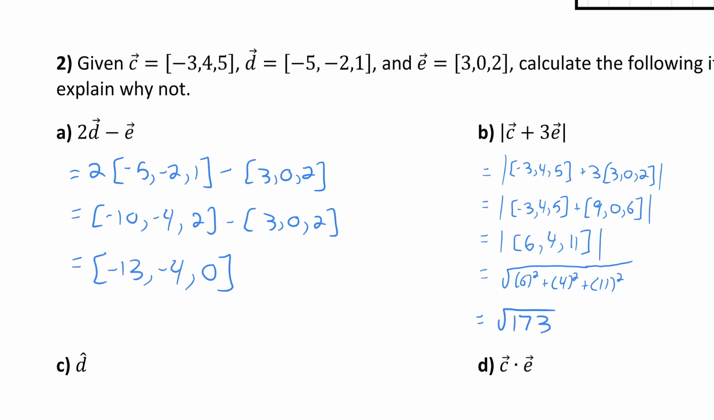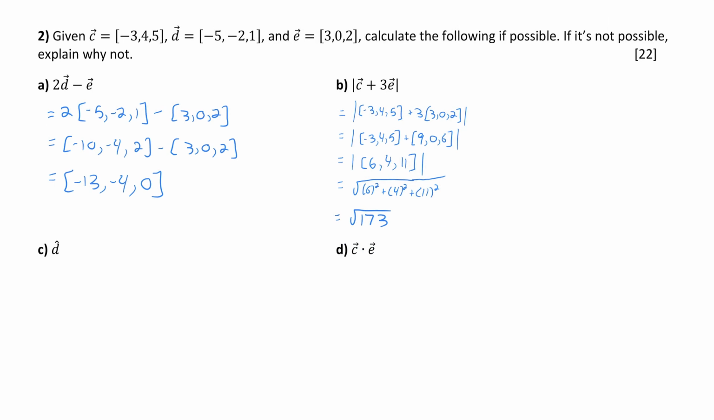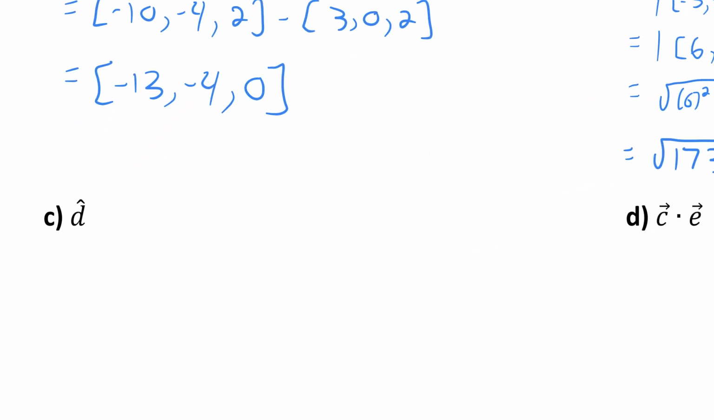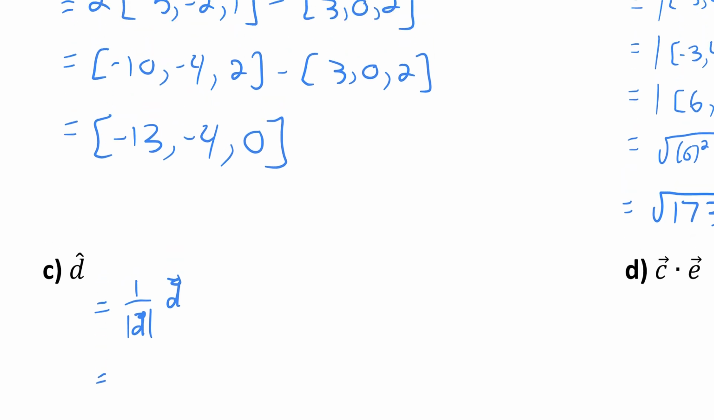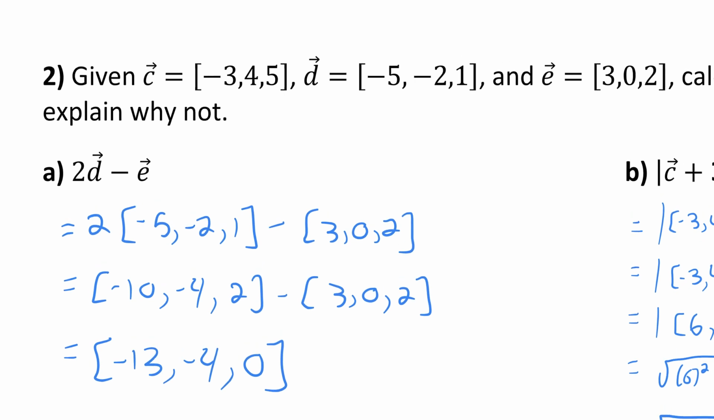Next question. It asks me to find this notation, d hat, that just means unit vector d. And unit vector d, I know I can create a unit vector in the direction of d by multiplying vector d by 1 over its magnitude. So 1 over the magnitude of d times d will create unit vector d. Well, what's the magnitude of vector d? Let me look up what is vector d. Vector d is -5, -2, 1.